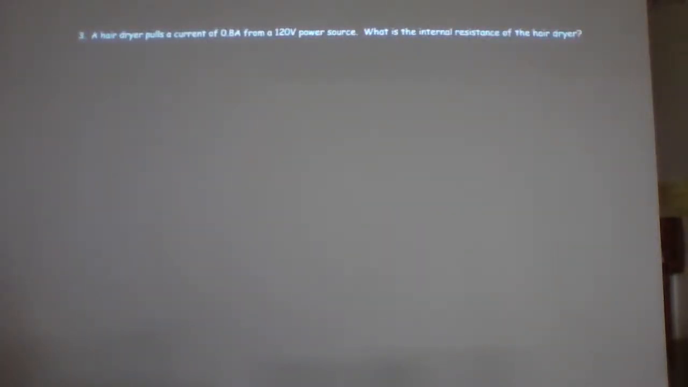Number 3: a hairdryer pulls a current of 0.8 amps from a 120 volt power source. What is the internal resistance of the hairdryer? So let's go directly to the formula. V equals IR. We have the voltage, it's 120 volts. We have the current, 0.8 amps. And our goal is to solve for R, the internal resistance of the hairdryer.